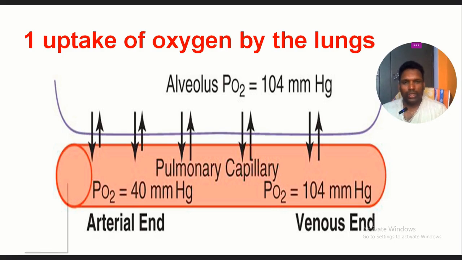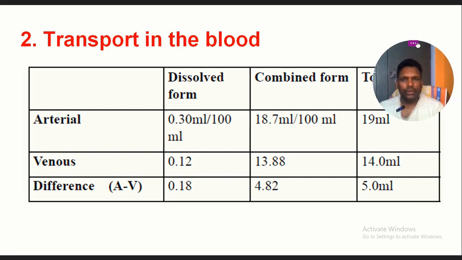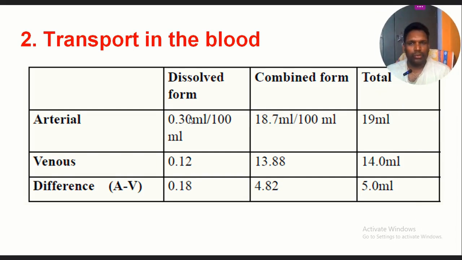Okay, now we'll move on to the next part. See this one. The second heading is transport in the blood. What is transport in the blood? Oxygen transport in the blood occurs by 2 methods. One is the dissolved form and the other is the combined form.